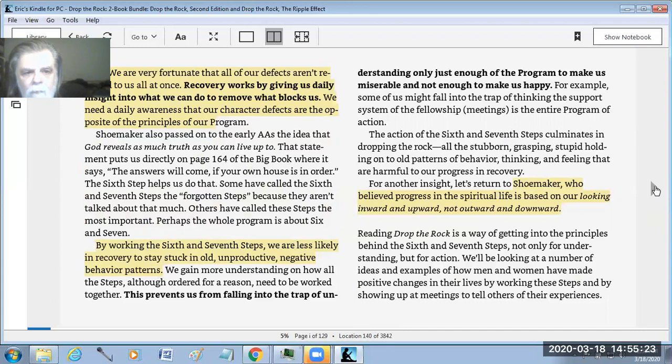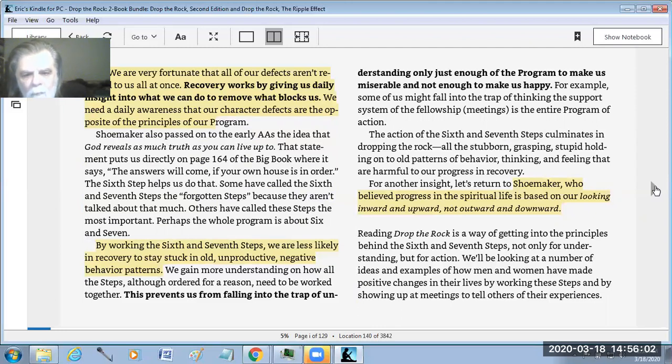We are very fortunate that all of our defects aren't revealed to us all at once. Recovery works by giving us daily insight into what we can do to remove what blocks us. We need a daily awareness that our character defects are the opposite of the principles of our program. Shoemaker also passed on to the early AAs the idea that God reveals as much truth as you can live up to. The statement puts us directly on page 164 of the Big Book, where it says, "The answers will come if your own house is in order." The sixth step helps us to do that.